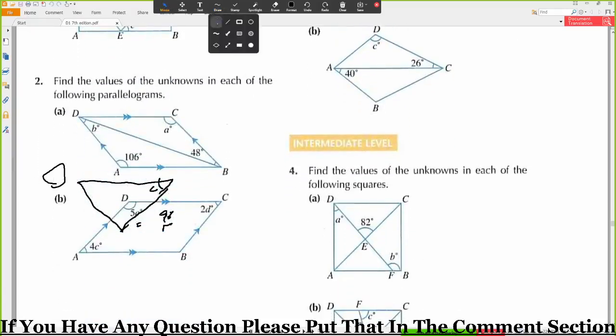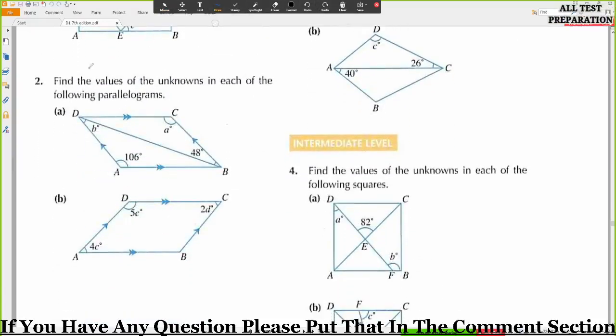Okay, question number 2. Find the values of the unknown in each of the following parallelograms. This is a parallelogram. So for angle A in a parallelogram, the opposite angles are equal to each other. So A will be equal to 106. What about B? 48. Yes, that will be equal to 48. Good.